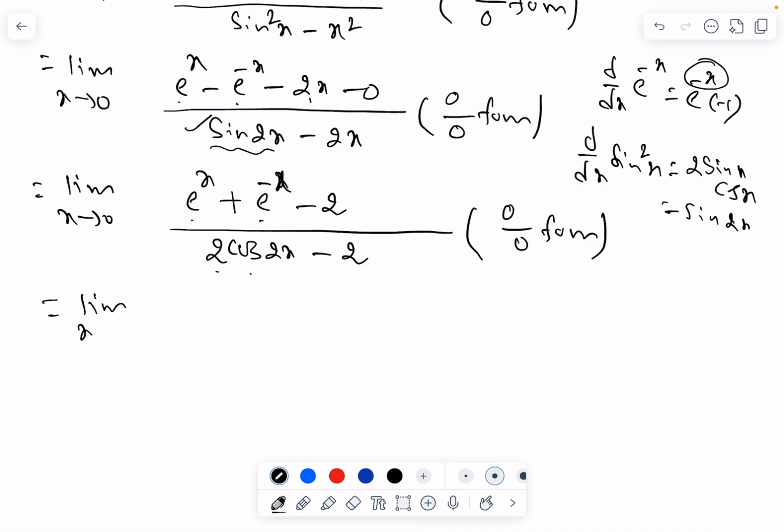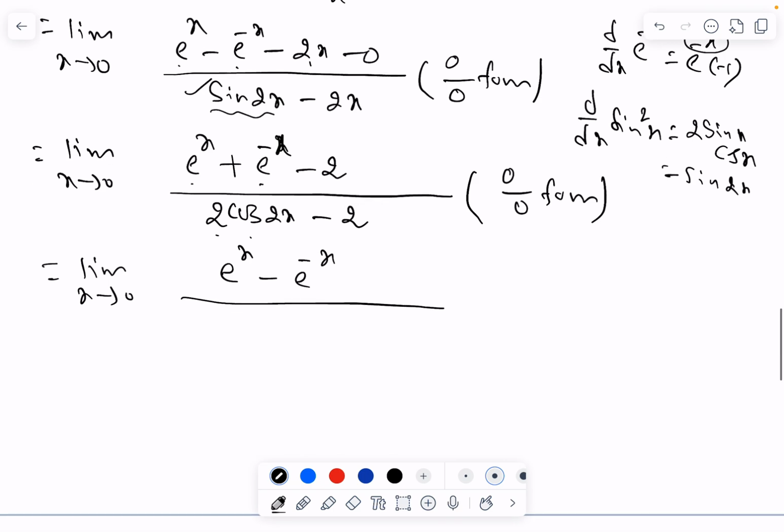So we have again 0 by 0 form. So let us take the derivative. Derivative of e^x is e^x. Derivative of e^(-x) is minus e^(-x). Derivative of cosine is minus sin 2x and again 2. So this will be minus 4 sin 2x. And x tends to 0. So this is 1 and minus 1. So this is 0, and sine of 0 is 0. So this is again 0 by 0 form.